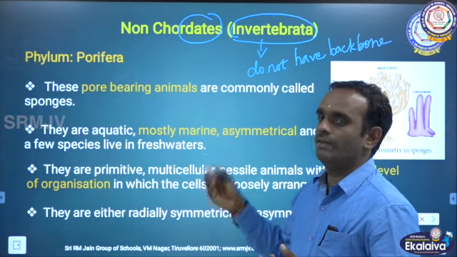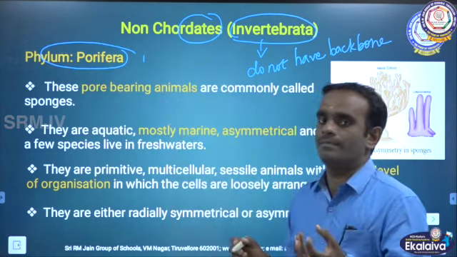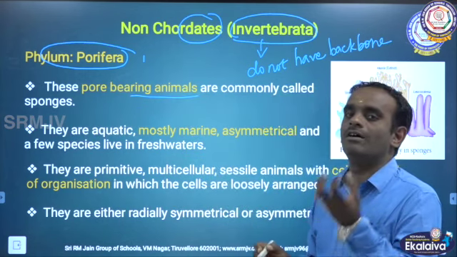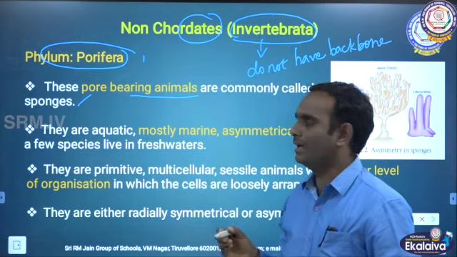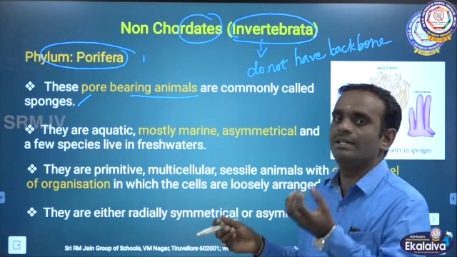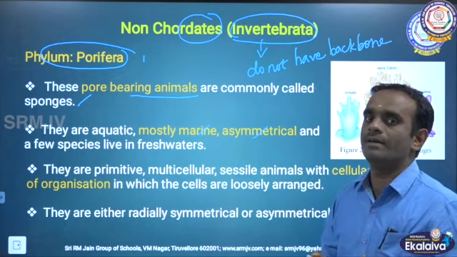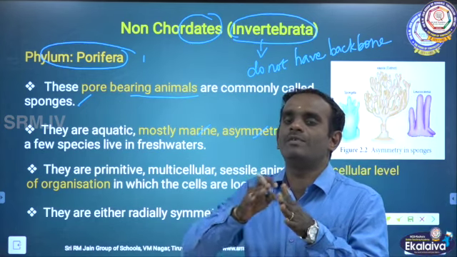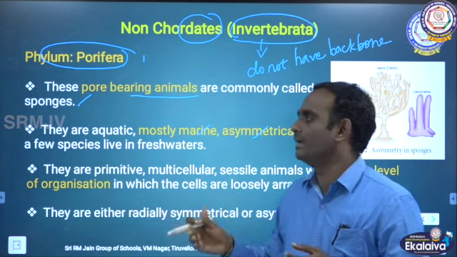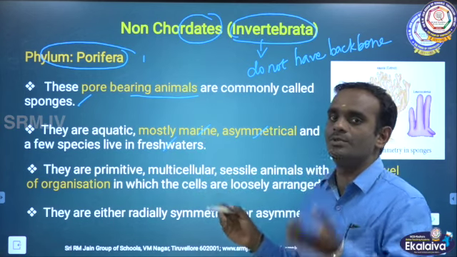Okay. So, first we will see Phylum Porifera. It is the first phylum. These pore-bearing animals are commonly called sponges. They are aquatic. They live only in water, especially in marine water. So, aquatic, mostly marine, asymmetrical. The animal cannot be divided into equal parts. So, it is undividable, asymmetrical, and a few species live in fresh water too.